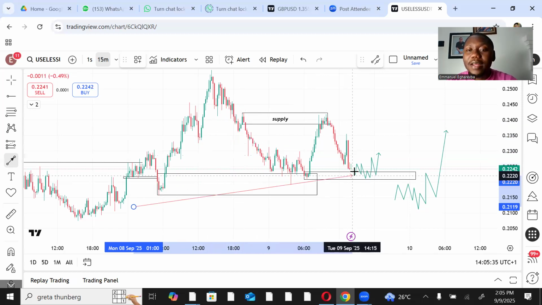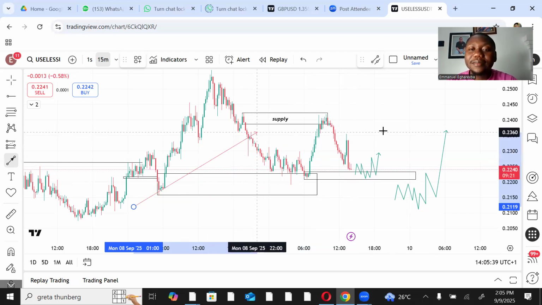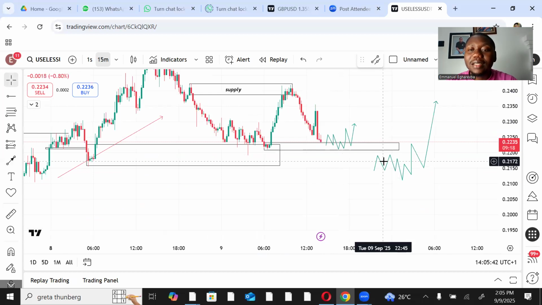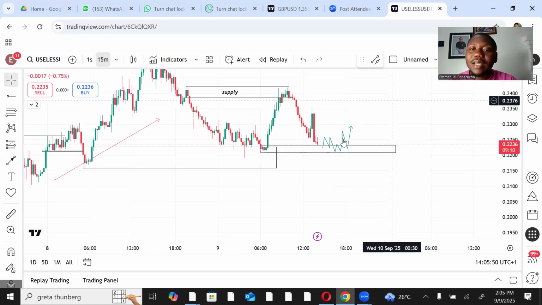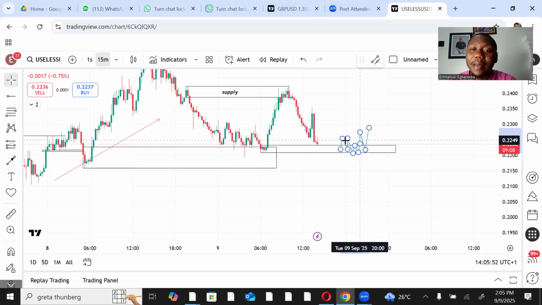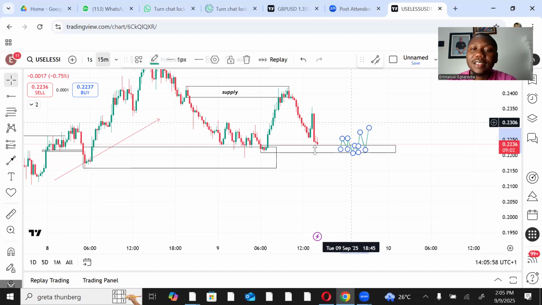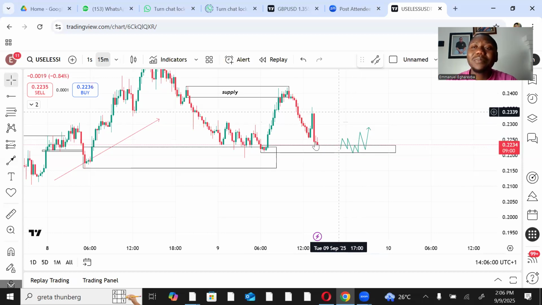Now, I'm already back to my base now. I'm back here. The moment I see this schematic, the moment I see my buy schematic here now, I'm buying straight up. But if it happens that I don't see my buy setup here, I simply leave the trade.